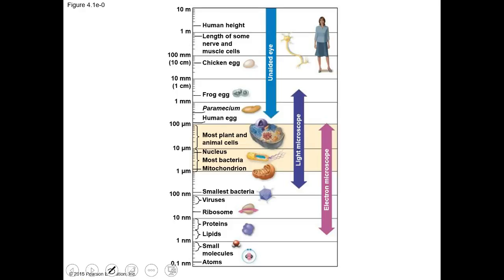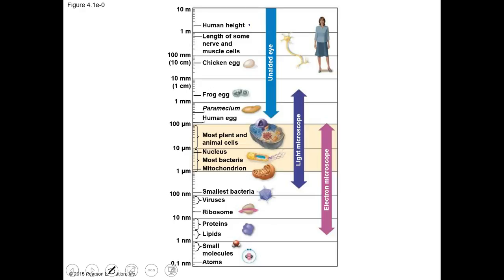Okay, so with your human eye, you can see, obviously, human height. This is kind of a scale. I have a really, really cool scale for us to look at on this one. But human height, we can see chicken eggs, we can see frog eggs, we could see the paramecium, that little guy we just looked at. You could see him with your naked eye, but it's a struggle.